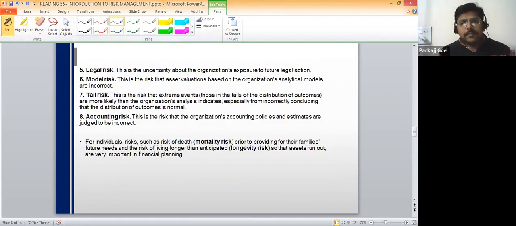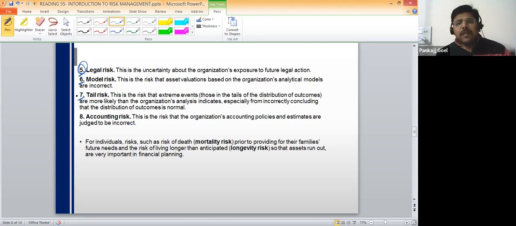Now legal risk. There might be a possibility that the organization will have exposure to some legal proceedings in future. So that is legal risk. Model risk, it means when we are finding out the valuation, ultimately there is some problem in the valuation model, and that is model risk. Tail risk, it means extreme events.